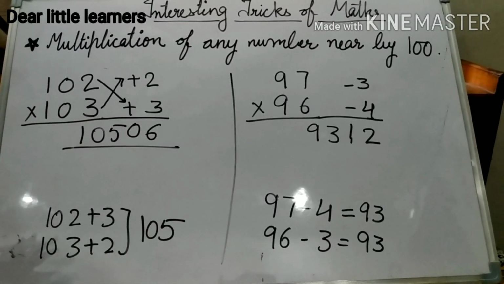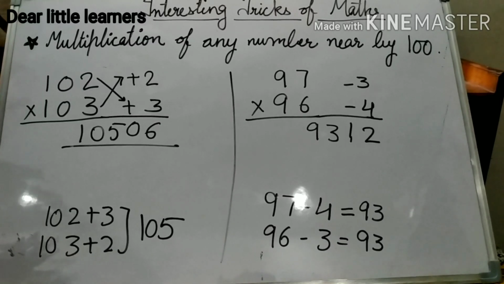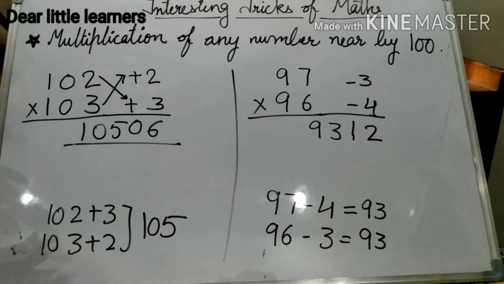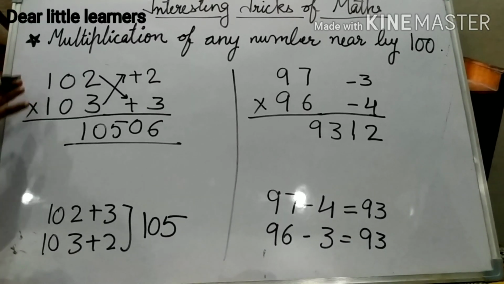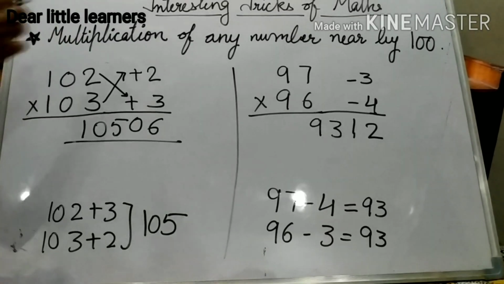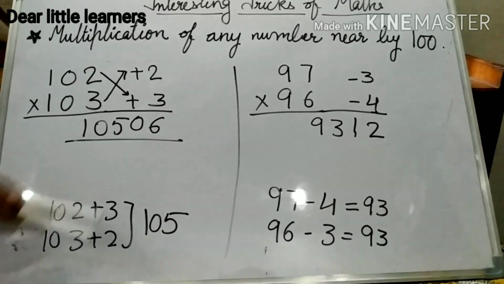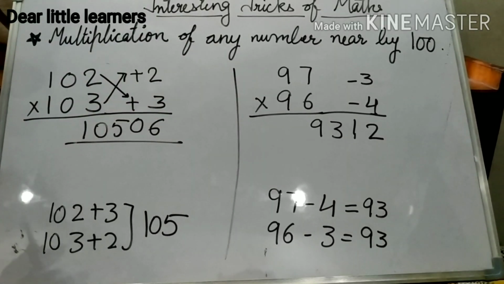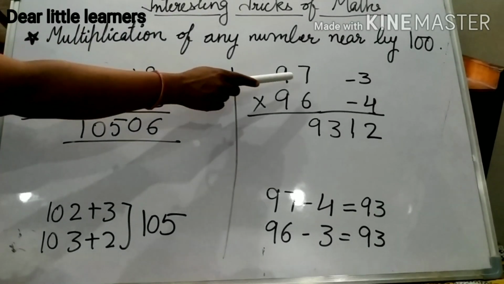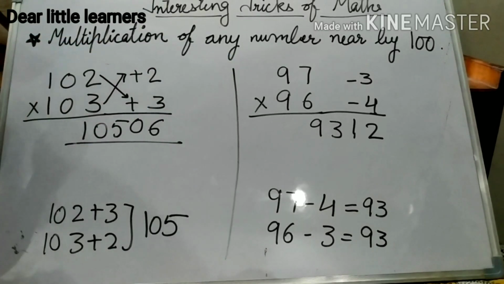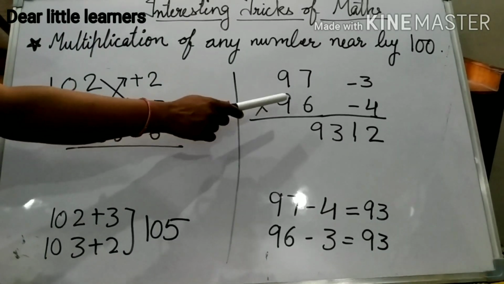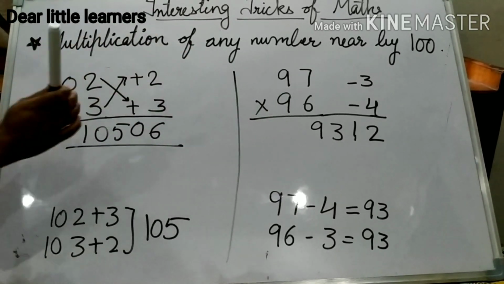See, it is very simple. You can find out the multiplication of any number which is nearby 100. Here I have taken numbers greater than 100. Now I am telling you one more example, when we have numbers less than 100. So 97 multiplied by 96. Here 97 is 3 less than 100 and 96 is 4 less than 100.